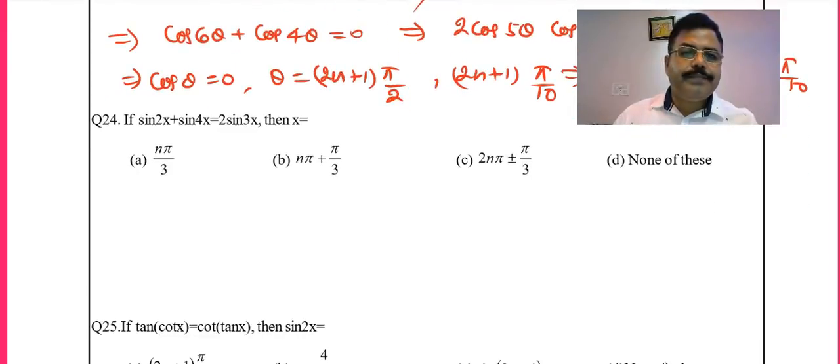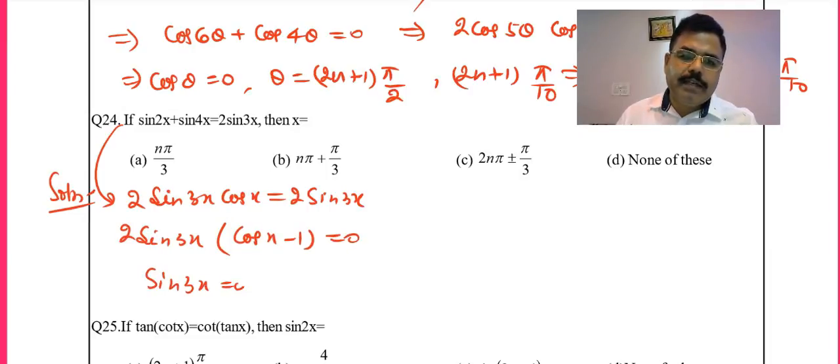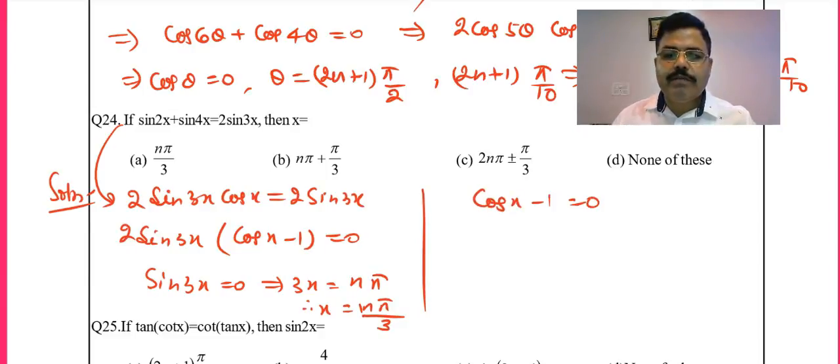Now the next question is sin 4x plus sin 2x. So the solution can be written like this: 2 sin 3x cos x plus 2 sin 3x. So if I take this 2 sin 3x common, then what will be left? Cos x plus 1 is equal to 0. So either sin 3x is equal to 0, that is 3x is equal to n pi, and therefore x is equal to n pi by 3. This is the one solution. Another solution will come from cos x minus 1 is equal to 0. So cos x is equal to what? 1, and x is equal to 2n pi.